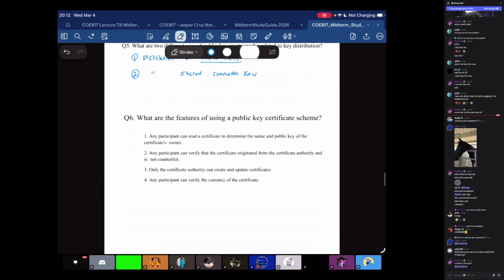Okay. This is what the question answers. Any participant can read a certificate to determine the name and public key of the certificate's owner. The second feature is any participant can verify that the certificate originated from that certificate authority and it is not counterfeit. Only the certificate authority can create and update certificates. Any participant can verify the currency of the certificate. That's just a few of the values.